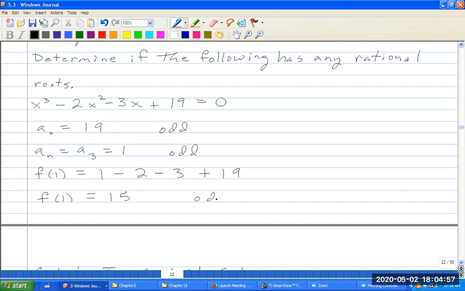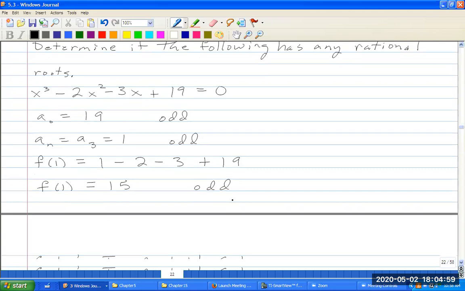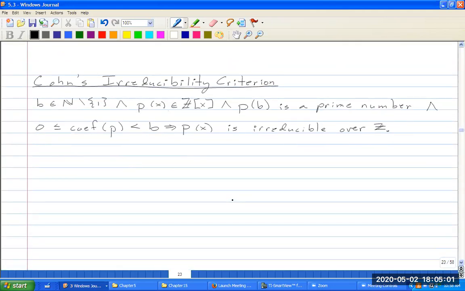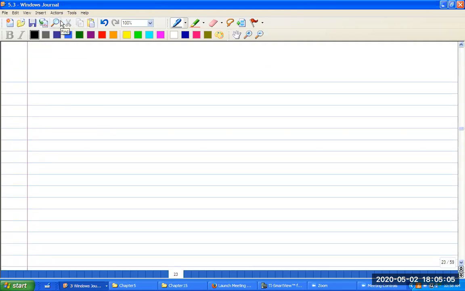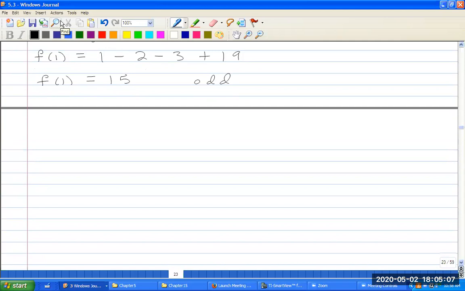Which is also odd. So therefore, I know that this polynomial is irreducible. So I have that this is an irreducible cubic.